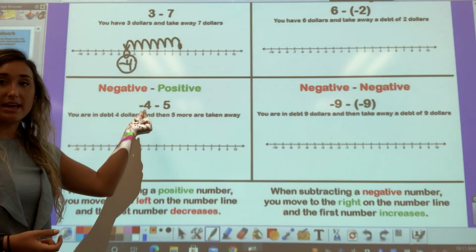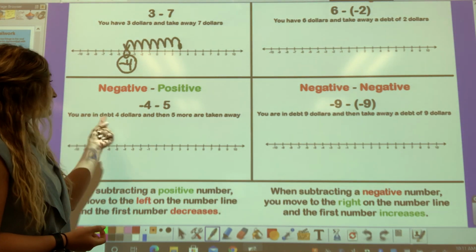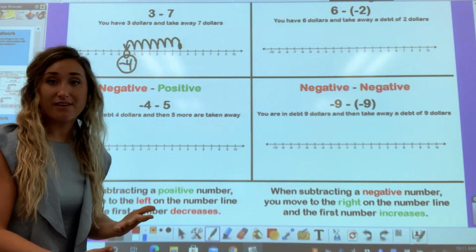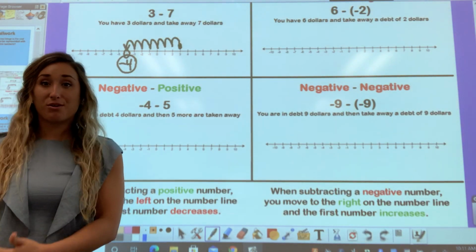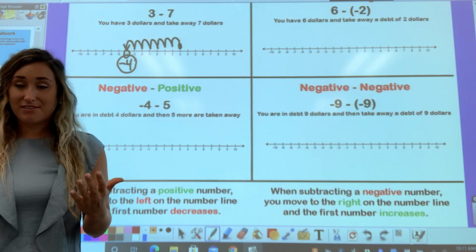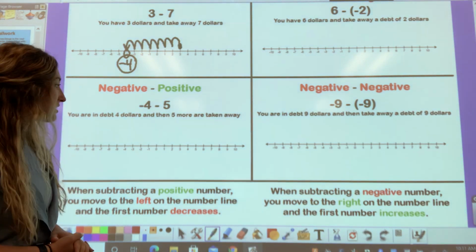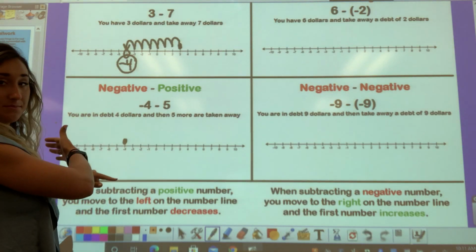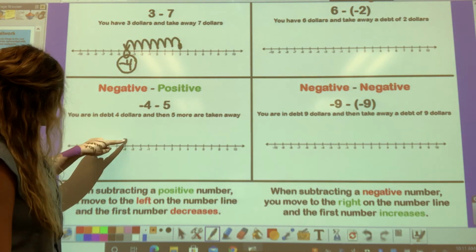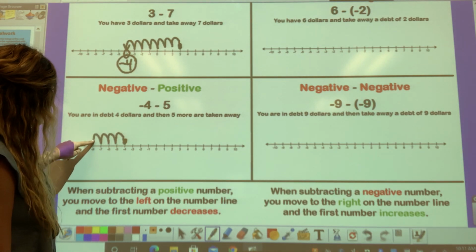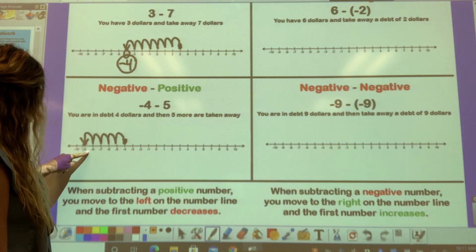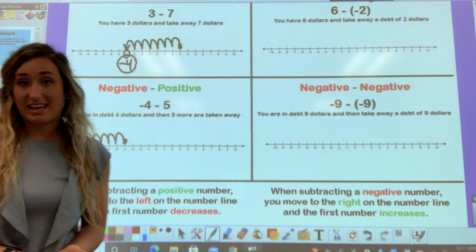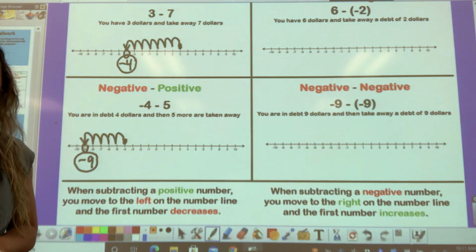So if we start with a negative, if we start in debt $4, and then 5 more are taken away, and then you spend 5 more dollars, you're going to go even more in debt. You were already in debt. You're spending 5 more, you're going even more in debt. So we started at -4 and then we spend 5 more dollars. So we're going to the left again, 1, 2, 3, 4, 5. So that takes us to -9 and now we're $9 in debt. We ended up at -9.